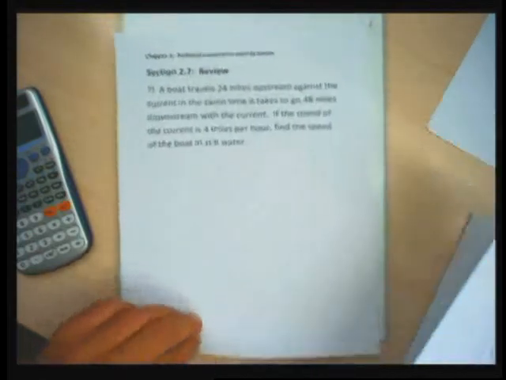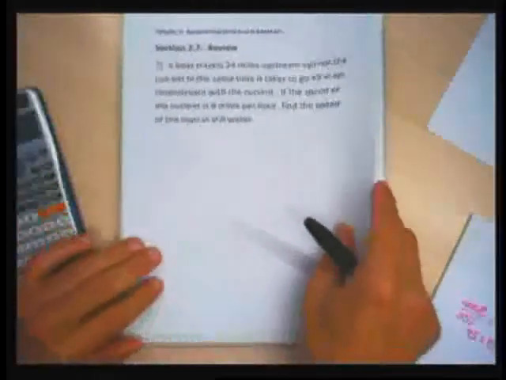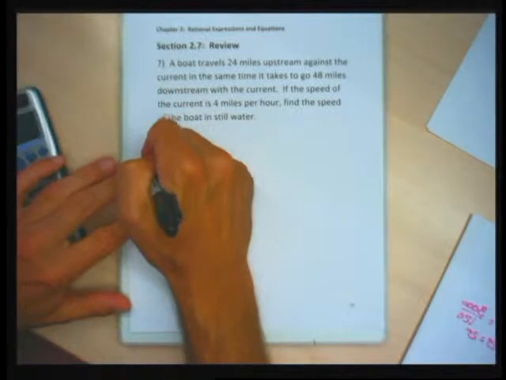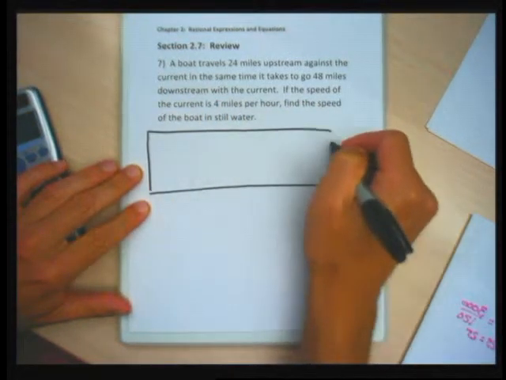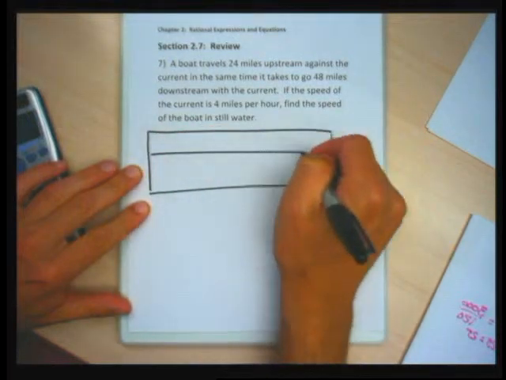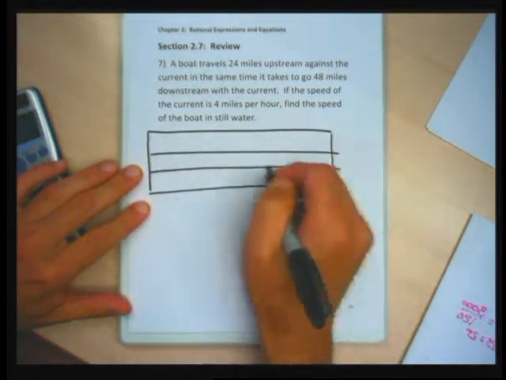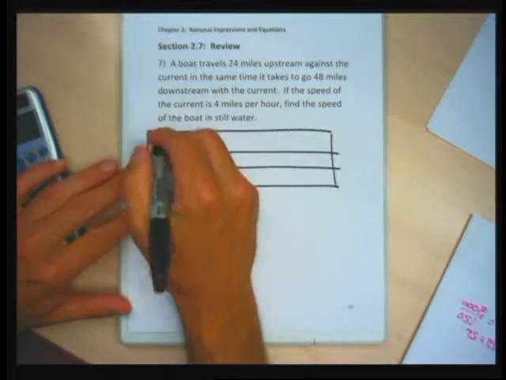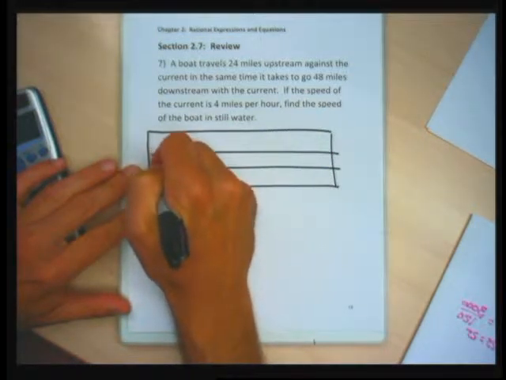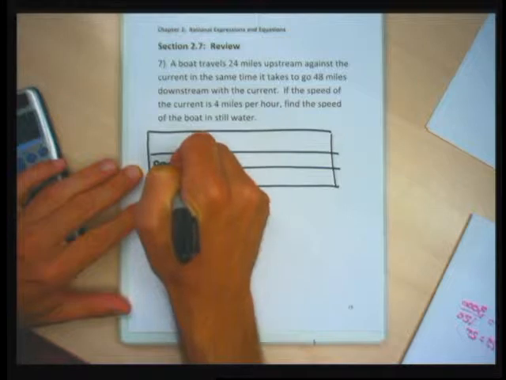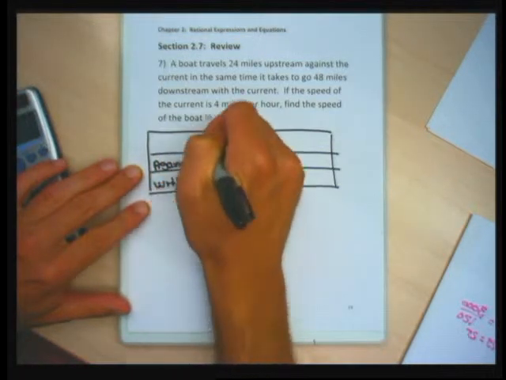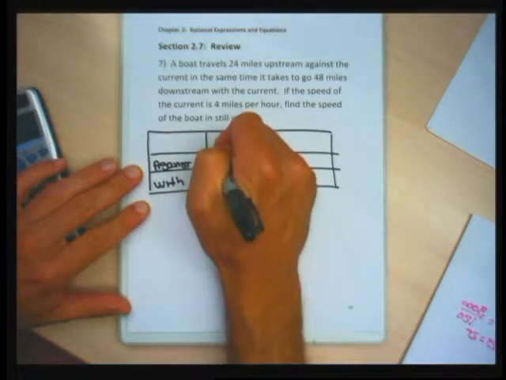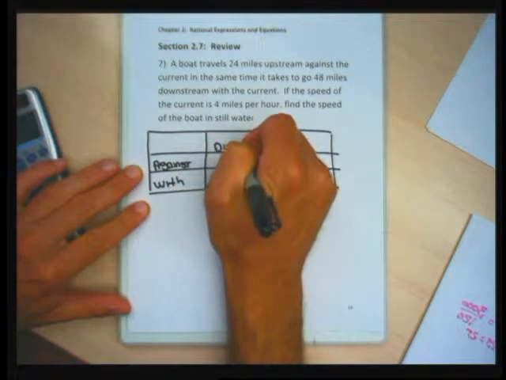Next problems, the next two problems are going to be the box problems. Problem 7 is a boat problem. Box isn't going to be given to you on the test. And for our boat boxes, we have the boat going against and with the current, or upstream and downstream, and it doesn't matter where you put the against the current and the with the current, or how many words you choose to write. It's just for you to get the information organized.